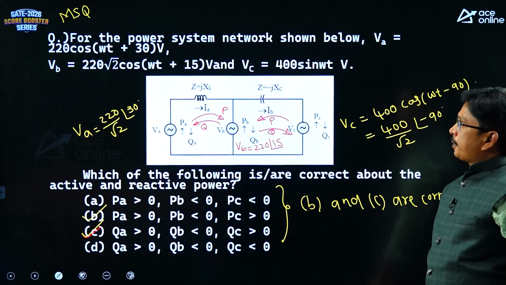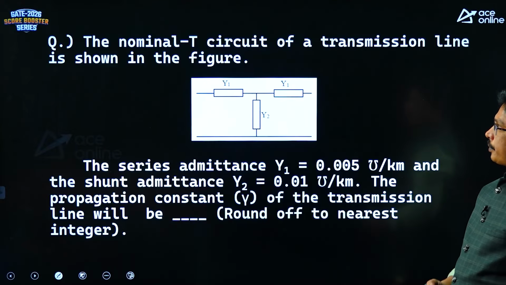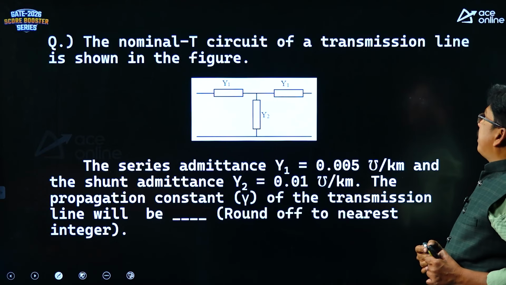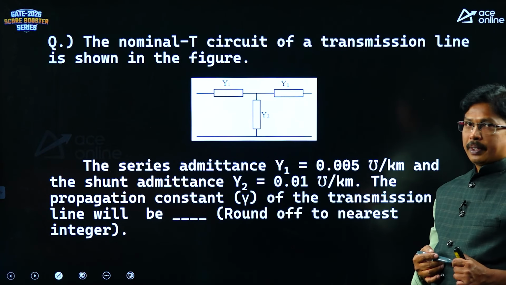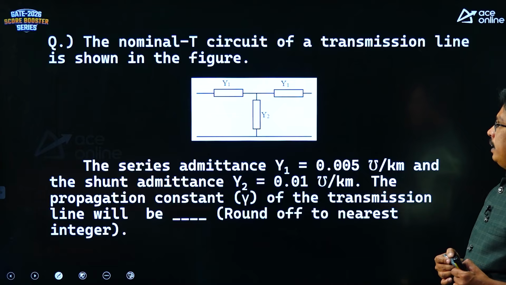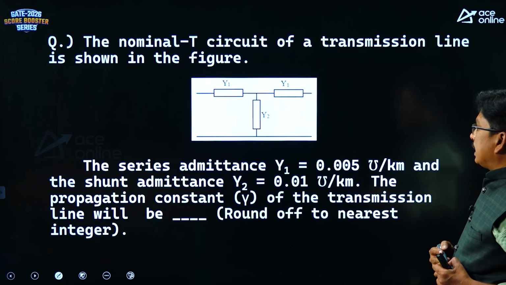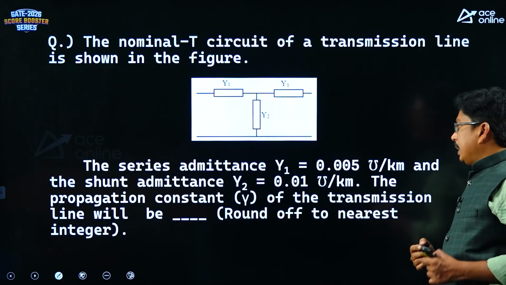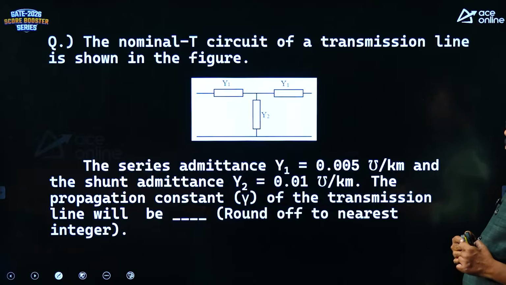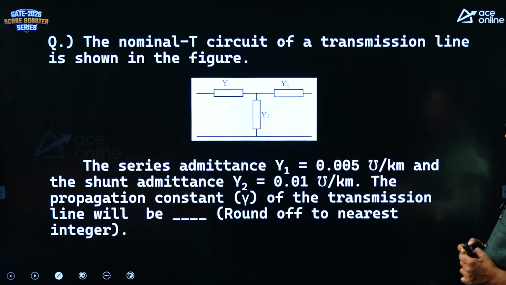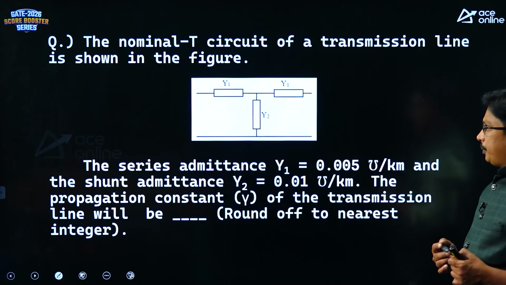See the next question, students. Again from transmission and distribution. The nominal T circuit of a transmission line is shown in the figure. Y1, Y1, Y2 are given. The series admittance Y1 is given 0.005 mho per kilometer, and the shunt admittance Y2 is 0.01 mho per kilometer. The propagation constant gamma of the transmission line will be, right?